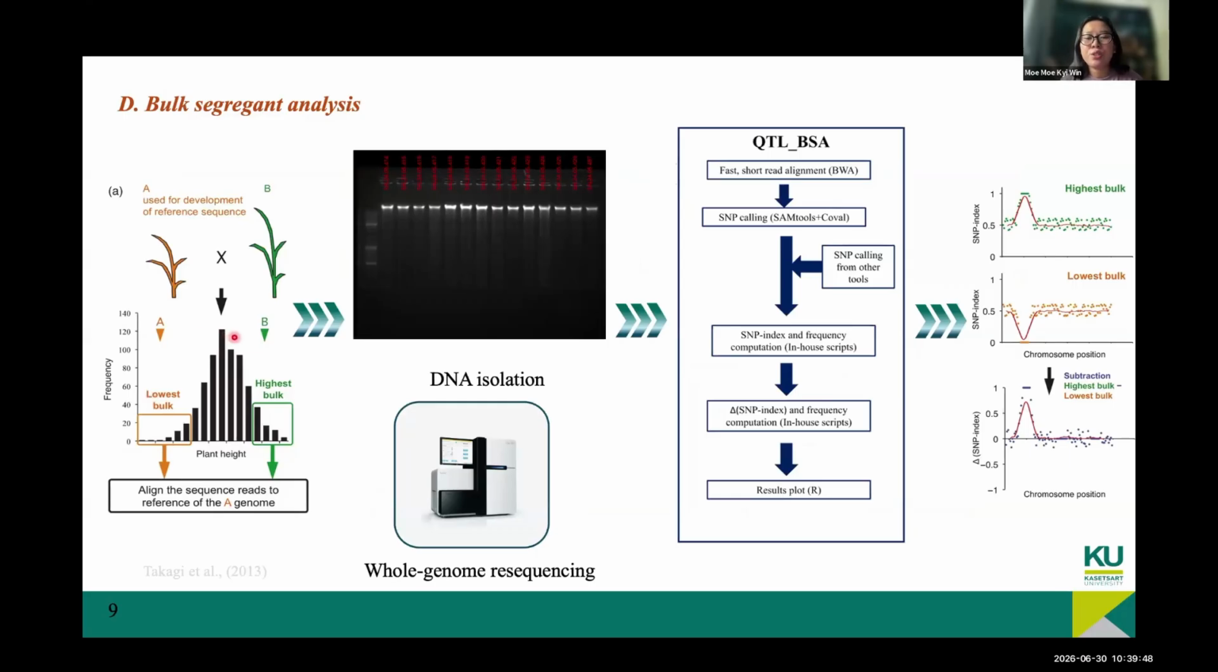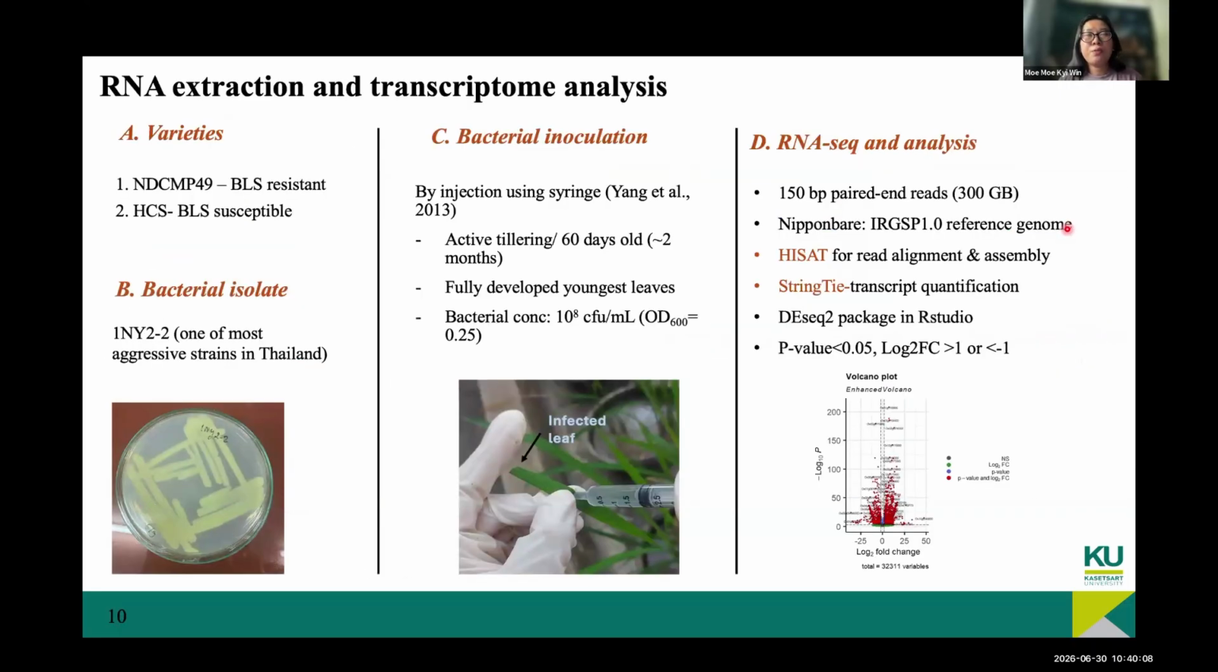And then after we got the whole genome resequencing data, we use this pipeline: aligning the sequence data to our reference genome, SNP calling, and calculating the SNP index and delta SNP index, like in this plot, and we got the QTL. From the QTL-seq, we got interesting candidate genes, and we would like to see the expression fold change of these candidates by transcriptome analysis using RNA sequencing.